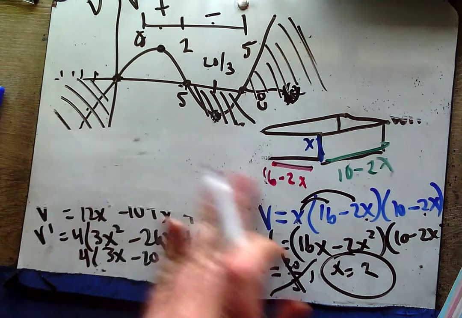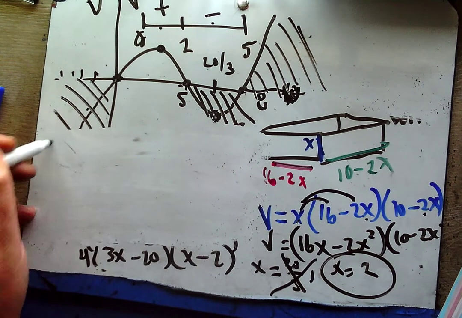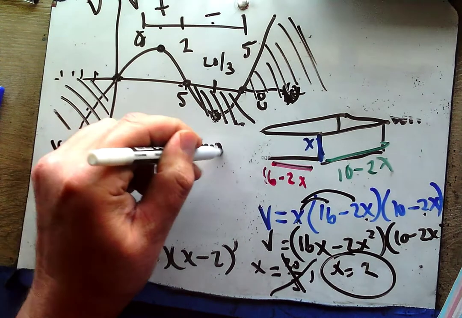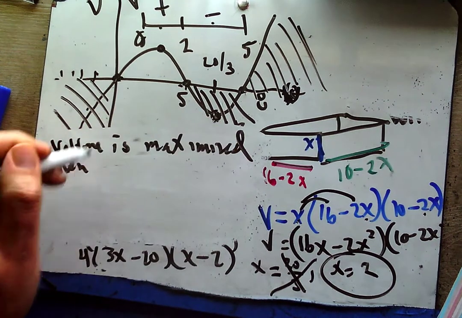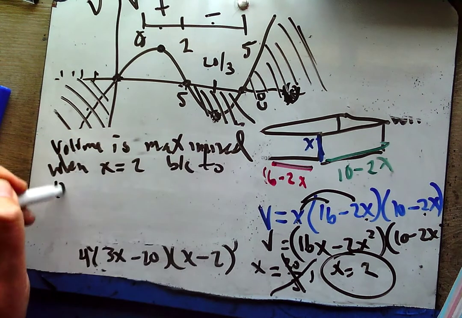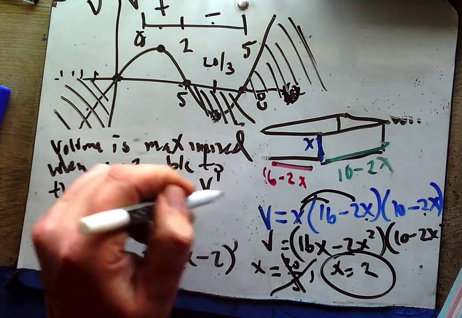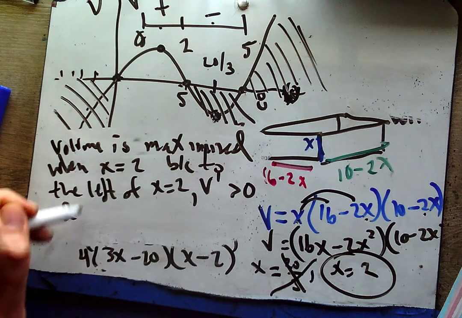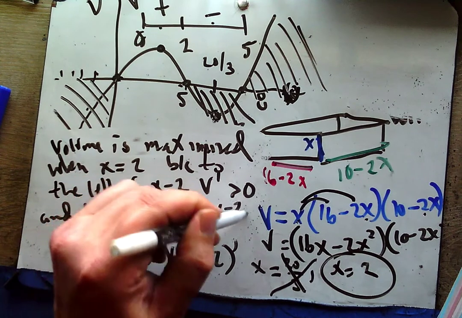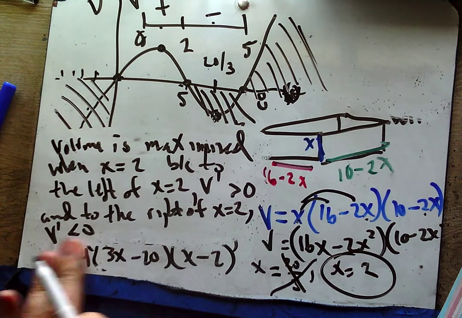And so, yes, I really do need you to write the justification sentence. Volume is maximized when x equals 2, because to the left of x equals 2, v prime is greater than 0, and to the right of x equals 2, v prime is less than 0. I'm still writing that justification sentence.